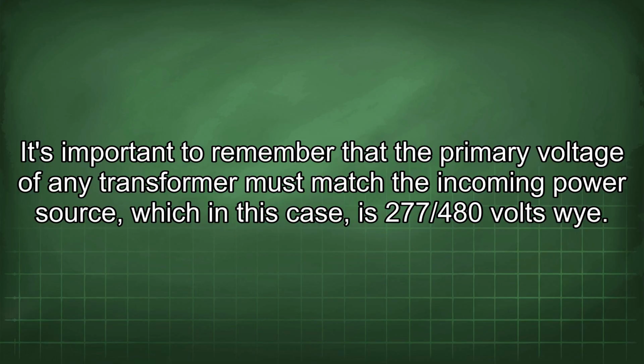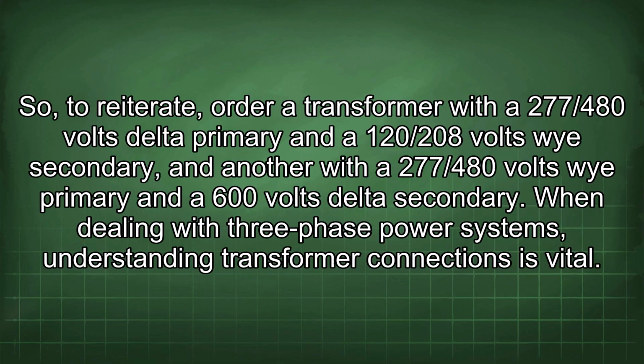277/480 volts Y. So, to reiterate, order a transformer with a 277/480 volts delta primary and a 120/208 volts Y secondary, and another with a 277/480 volts Y primary and a 600 volts delta secondary.